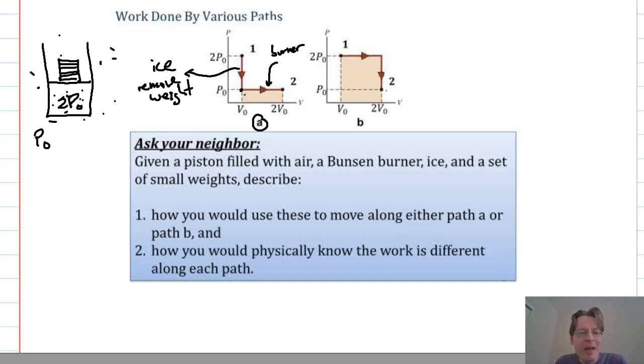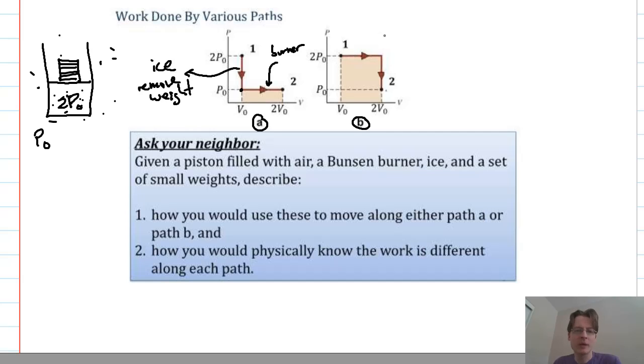Notice also, as it goes from V naught to 2 V naught, it's doing work. It is lifting the weight of the piston from one height to a greater height. So we see how, through practical means, we can make the gas evolve from one state to another. Let's compare it against option B. In option B, I keep the gas at a high pressure first and make it expand to twice the volume.